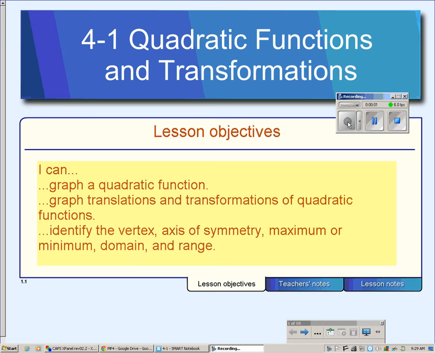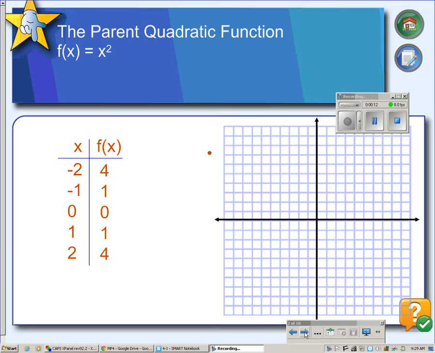This is lesson 4.1. It's about graphing quadratic functions and then doing transformations. You can see here the lesson objectives, and so we will begin. The parent quadratic function is the function f of x equals x squared.